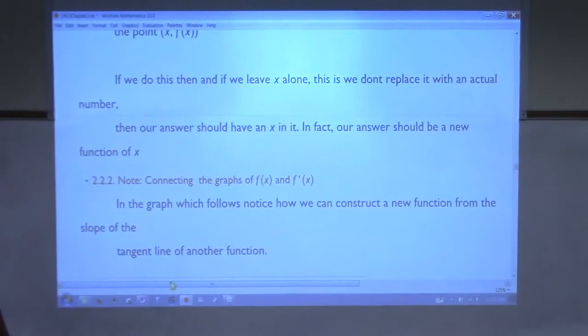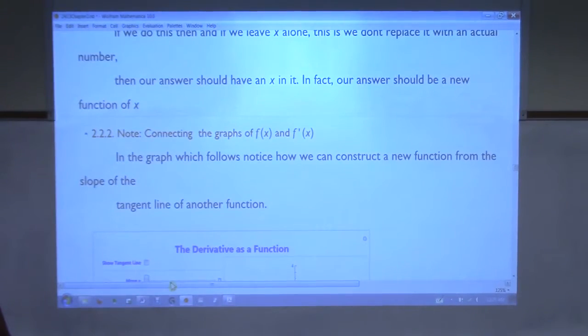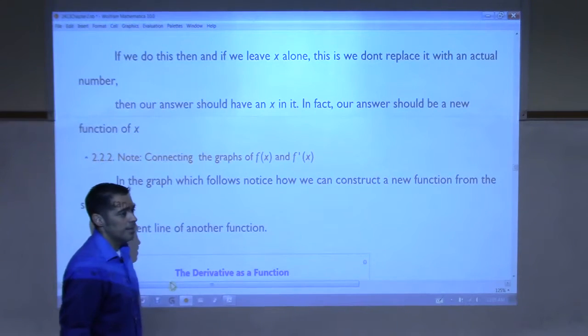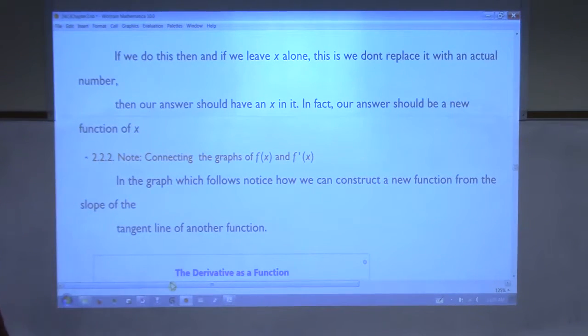So now what if they put f prime of a, but they don't give you a point or anything? Is it asking the same thing? It's asking the same thing, yes. You'll just leave your x as a.